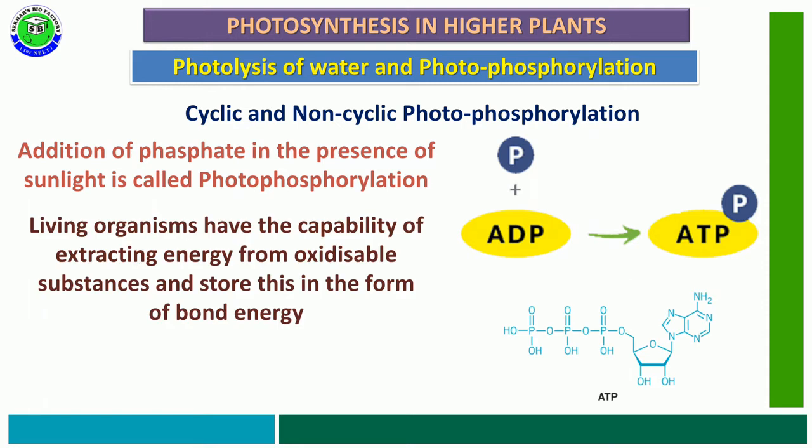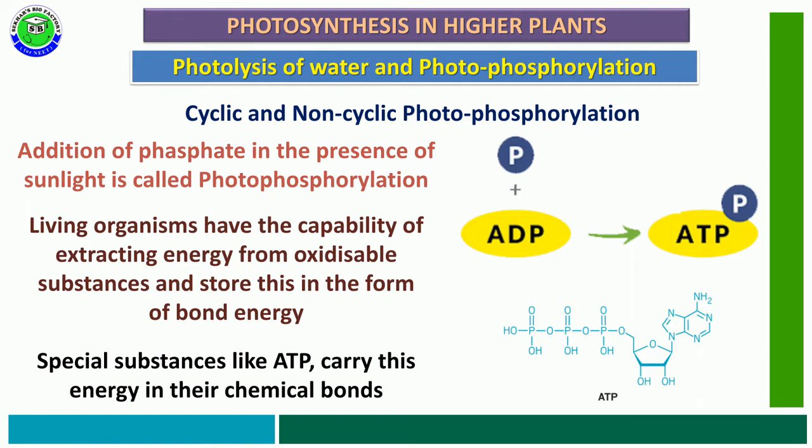photophosphorylation. Living organisms have the capability of extracting energy from oxidizable substances, and this energy can be stored in the form of bond energy in the ATP molecule. Whenever inorganic phosphate is added to ADP, it becomes ATP, and these terminal phosphates have the capability to store and hold more energy in the form of bond energy. Special substances like ATP carry this energy in their chemical bonds.